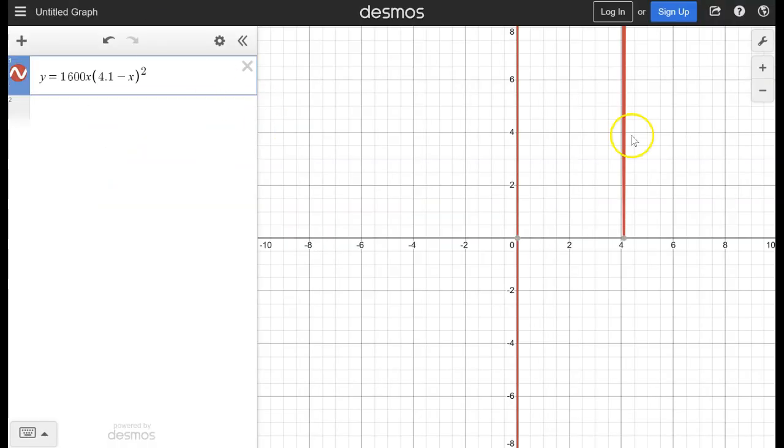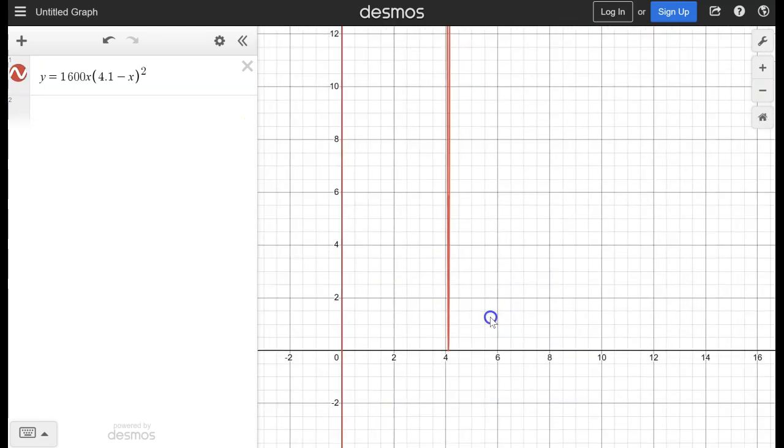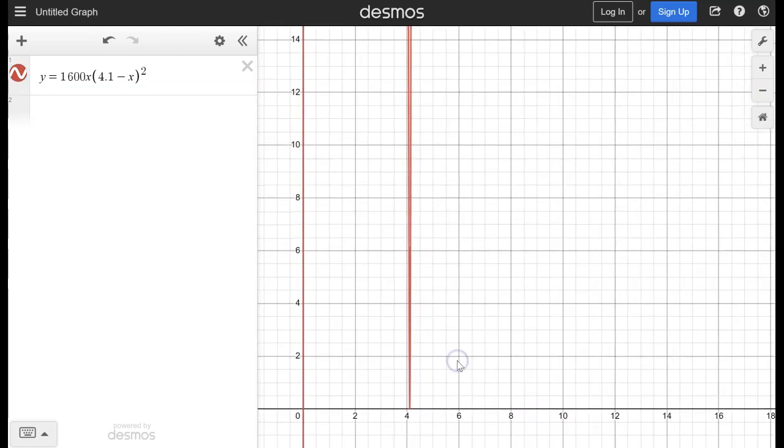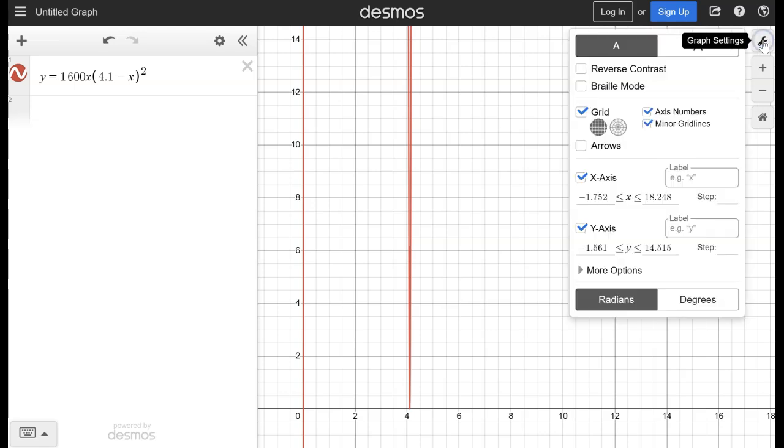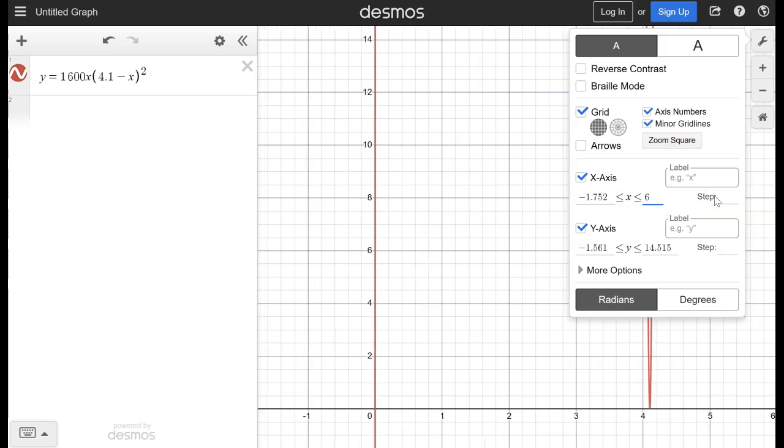I've already typed our formula in, but I haven't adjusted my window yet. I know I don't really want to see the negative stuff, so I can shift that over a little bit. And then I probably don't need to see anywhere close to all of this, all the way up to 18. I'm going to try and match a little bit what I had. I'm going to say, okay, my x-axis, the negative one is fine, but let's go out to maybe 6.